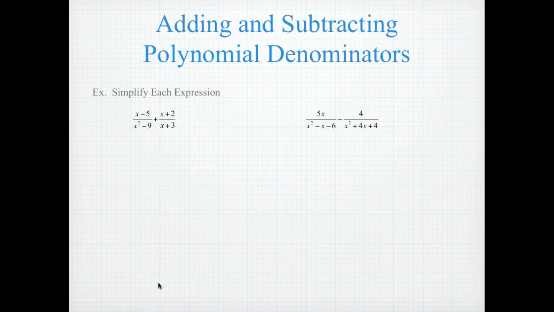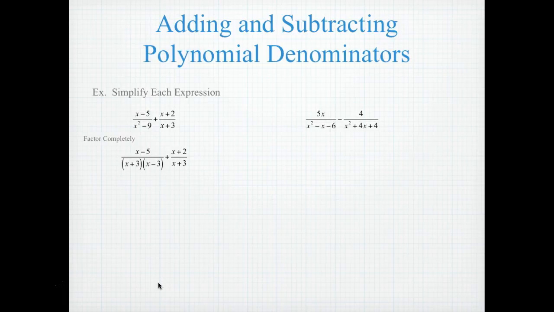Here we go. We're going to add and subtract polynomial denominators. So my first fraction, I have x minus 5 over x squared minus 9, and I'm adding x plus 2 over x plus 3. So remember, we have to factor first. So we have a difference of squares. And once we clean that up, now we need to identify the least common denominator.